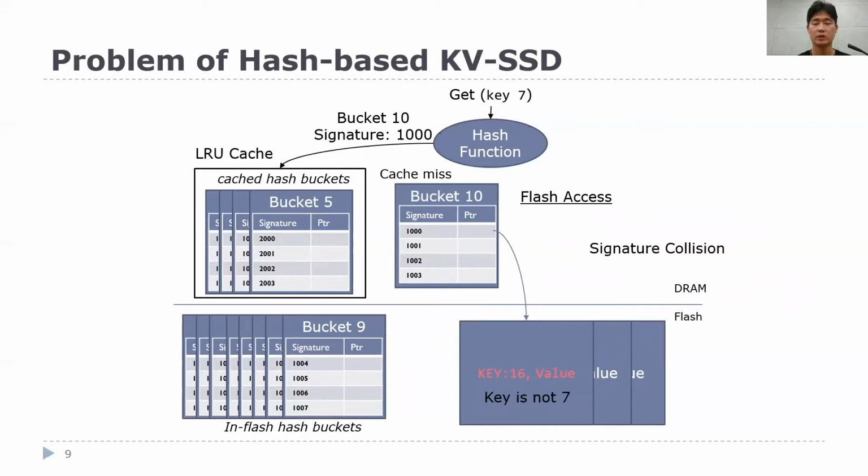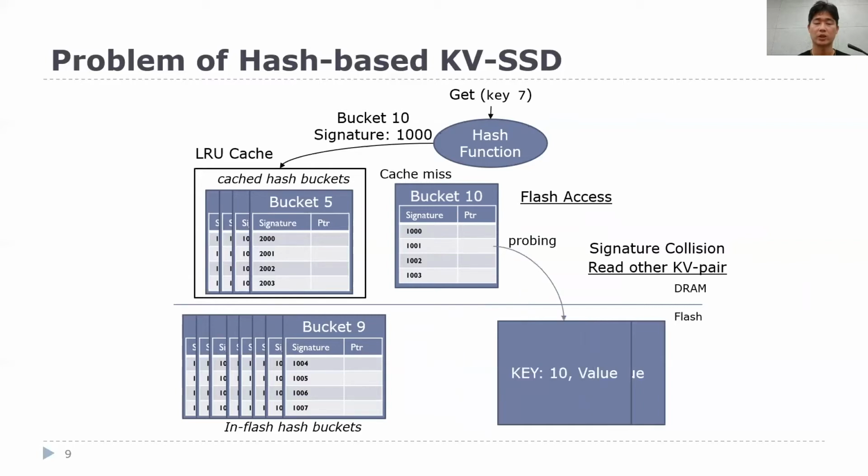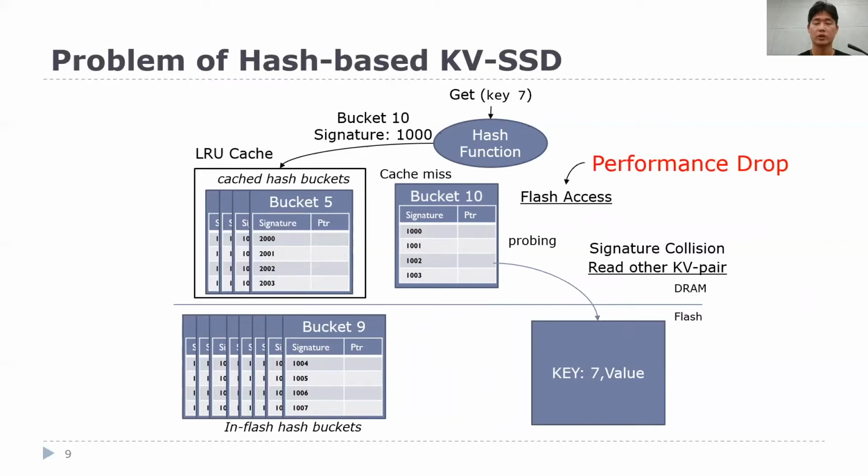However, in some cases, signature collision can occur, where different keys have the same signature. To resolve this, the hash has to probe other key value pairs, which increases the number of flash accesses. The hash bucket reads due to cache misses make the performance drop, and resolving signature collisions leads to long tail latency.